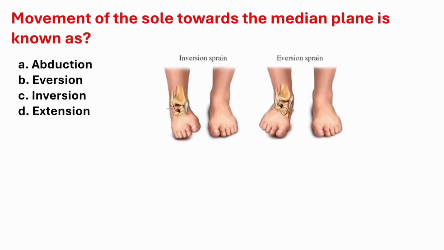Gloves and gown. Movement of the sole towards the median plane is known as A. Abduction. B. Eversion. C. Inversion. D. Extension. The correct answer is C.